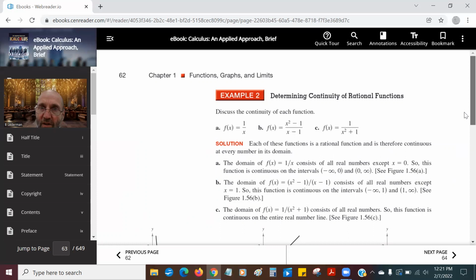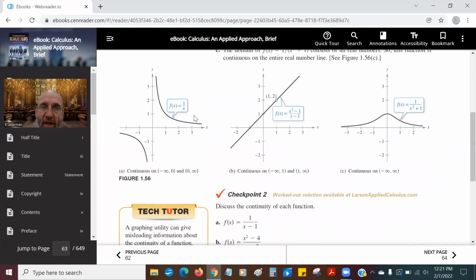Well, let's just look at the graphs of these. So that's 1 over x. You notice when x equals 0, it goes up this way and it goes down that way, but these two parts, these two branches, if you will, are not connected. By the way, this is called a hyperbola, and you see the branches are not connected. Here we have a straight line, but when x equals 1, it's undefined. x minus 1 is undefined.